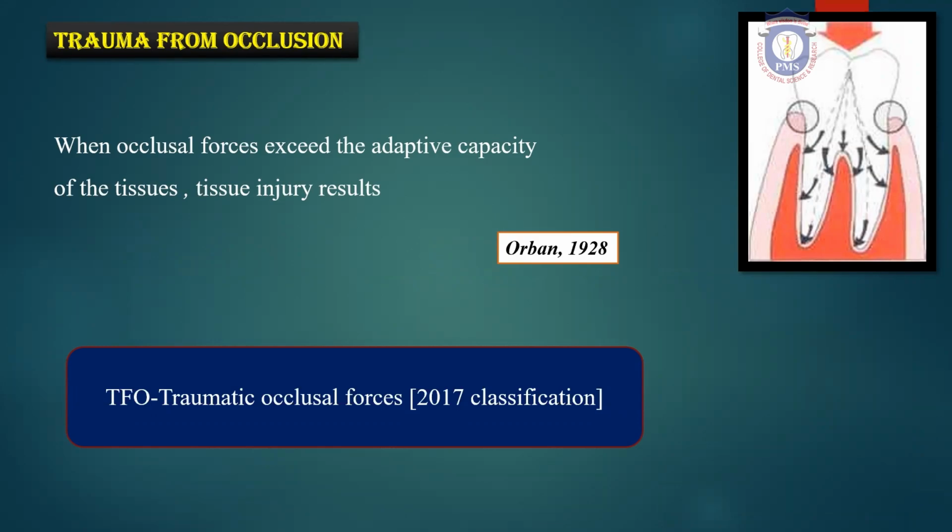Normally, there is an adaptive capacity of the tissue to withstand the occlusal forces. So when occlusal forces exceed that adaptive capacity, tissue injury results. That tissue injury is known as trauma from occlusion. And the occlusal forces which lead to trauma from occlusion are termed traumatic occlusal forces or traumatic occlusion.